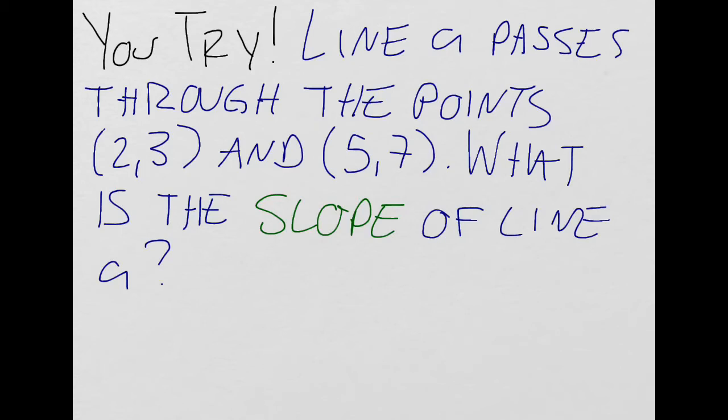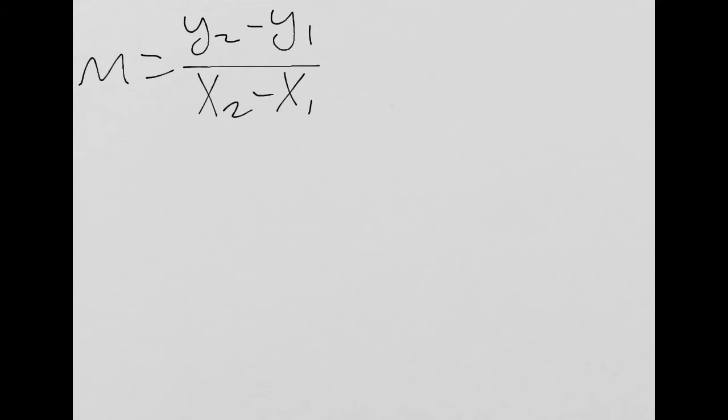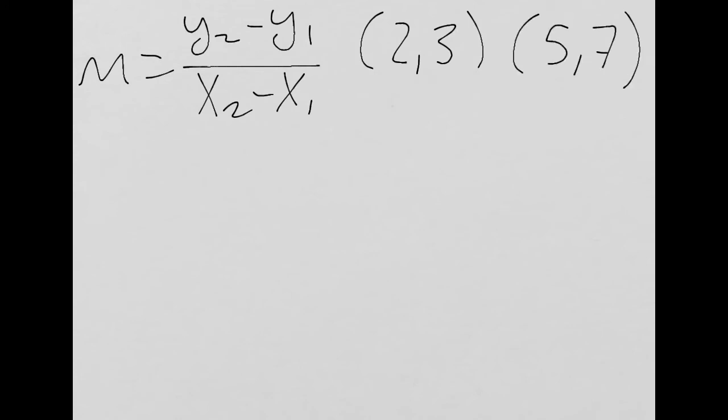Now that you've had a chance to work on that on your own, we're going to take a look at it together. So I always like to start out by writing out the equation m equals y2 minus y1 over x2 minus x1. It just really helps me visualize what it is that I'm looking for here. So then the points that I'm given are 2, 3 and 5, 7. And again, I like to label those so I know what I'm working with. So this is going to be my x1 and my y1, and this is going to be my x2 and my y2.